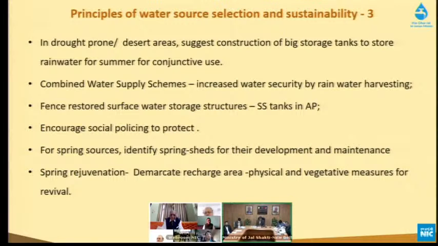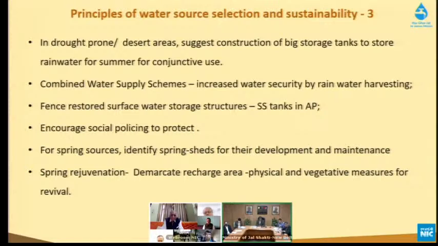Coming to the drought-prone and desert areas, you can have big storage tanks. There are large storage tanks that have come up now. Steel bolted zinc aluminate tanks are now available. In Palghar district of Maharashtra, such structures have been put up so that water availability is there even during the summer season, collected from the rain. In combined water supply schemes, you can increase your water security.